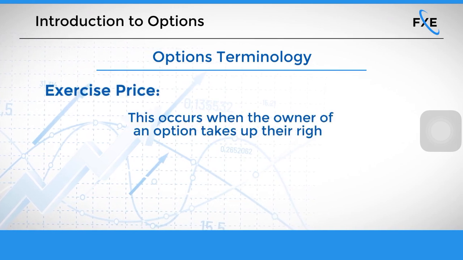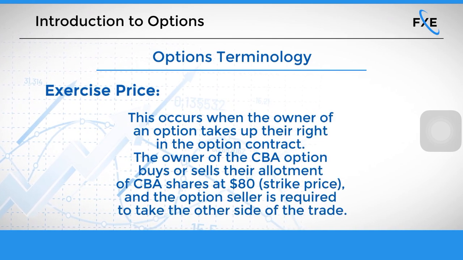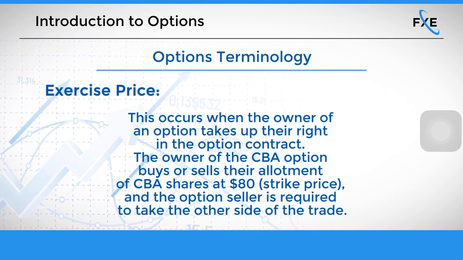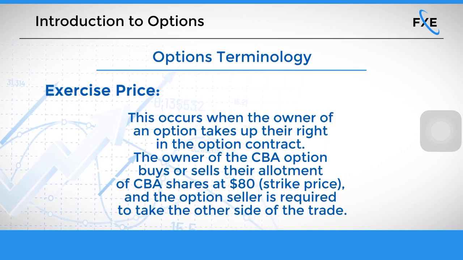The exercise price. This occurs when the option owner takes up their right in the option contract. The owner of the CBA option buys or sells their allotment of CBA shares at $80, which is the strike price, and the option seller is required to take the other side of that trade. Remember that for every option buyer there must be an option seller, so each option contract will always involve a transaction with at least two parties.